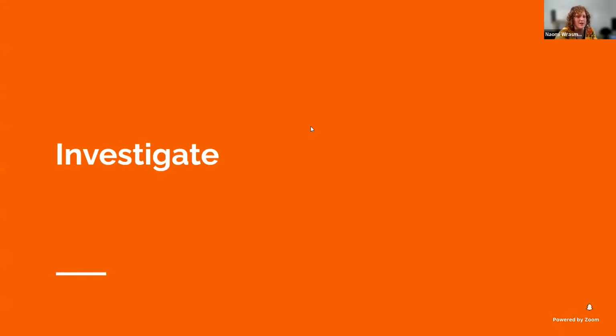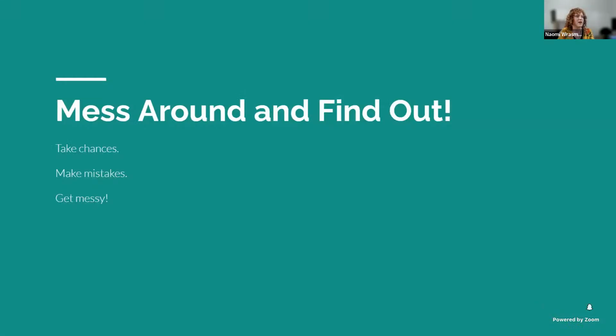So let's start off by investigating. And the name of the game is mess around and find out. Take chances, make mistakes, get messy. Let me know in the chat if you know where that's from. Only real 90s kids will remember those weird articles that they had like 10 years ago.